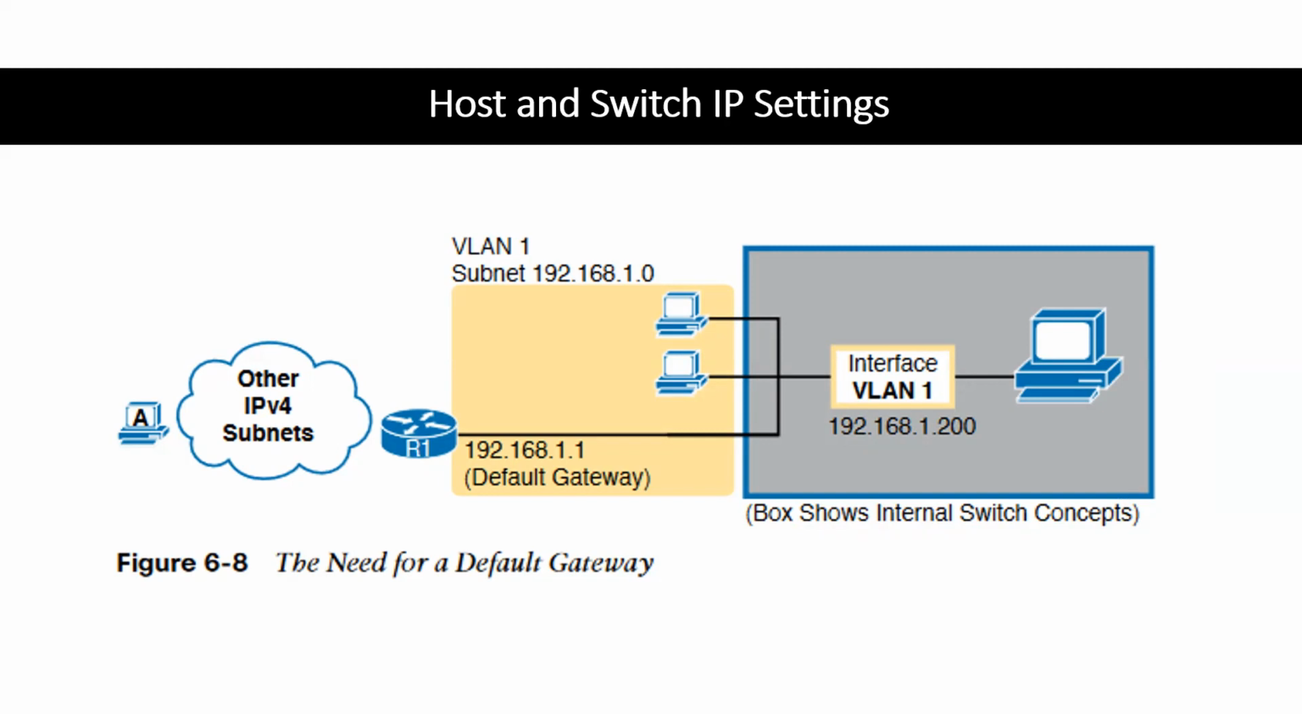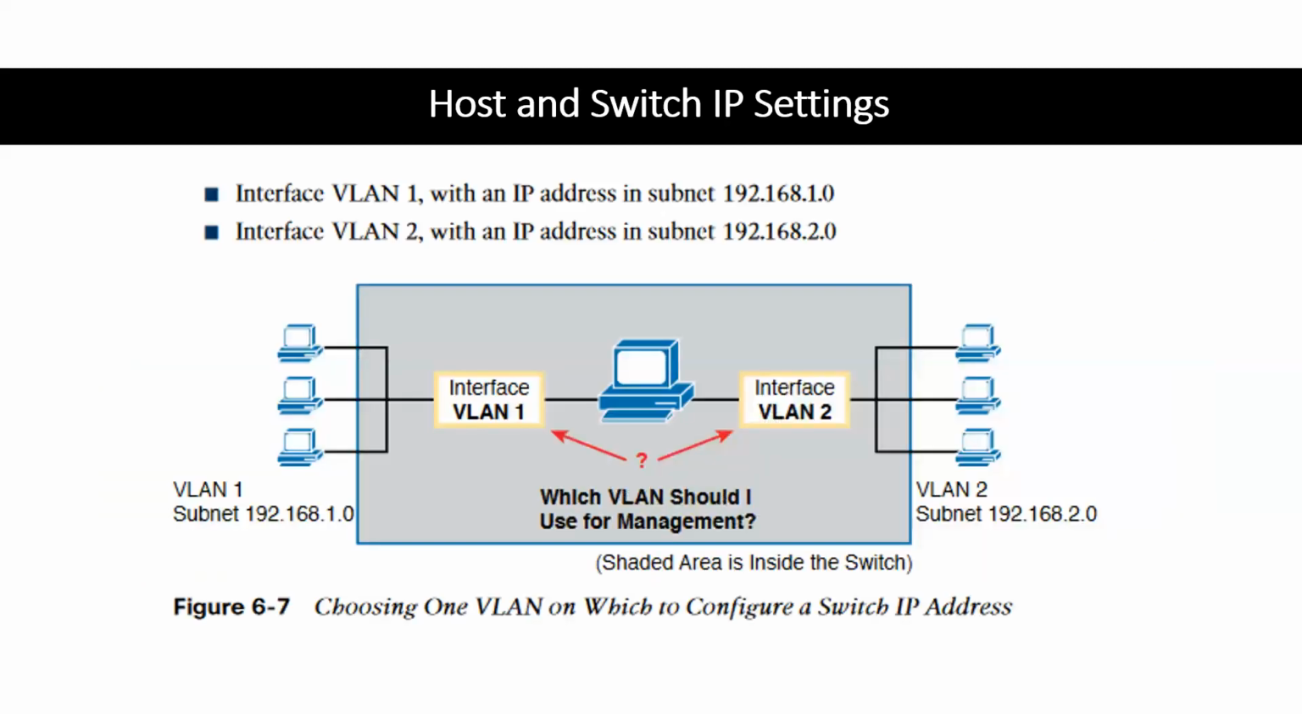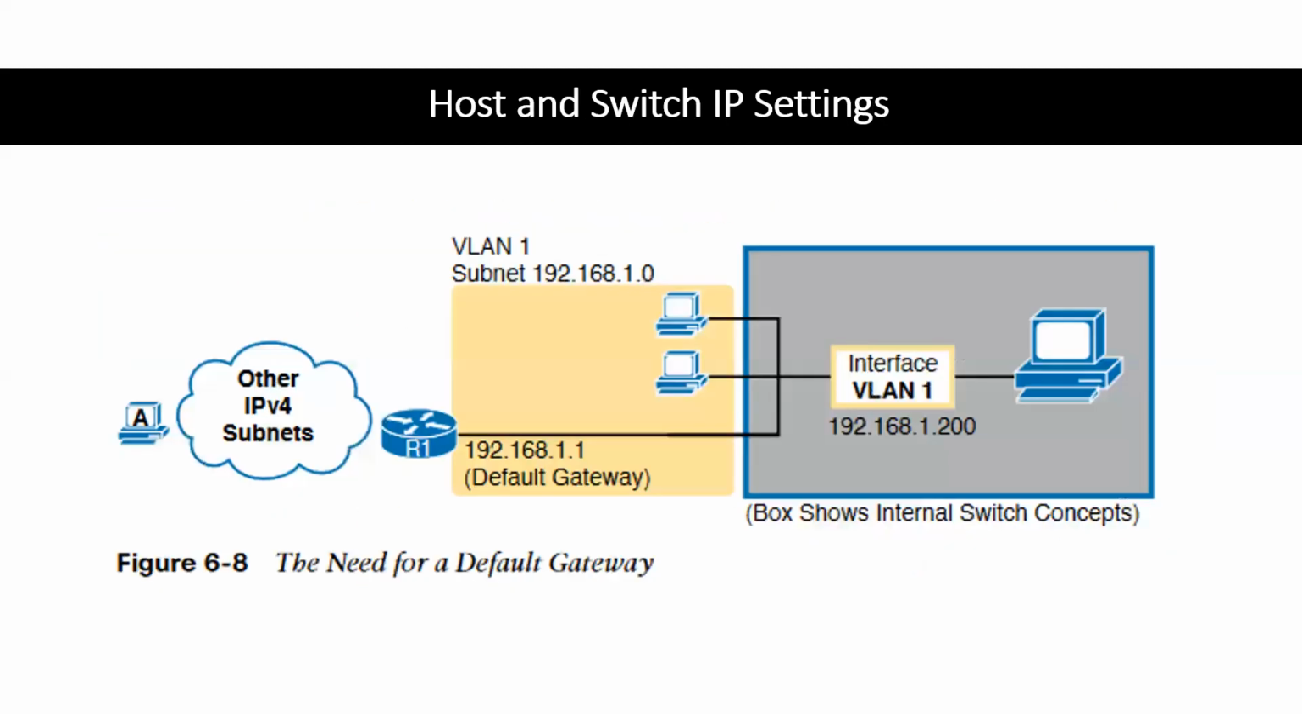Okay. Why is this important? Let me back up to our previous diagram, where we have VLAN 1 and VLAN 2. Maybe VLAN 1 is the sales department and VLAN 2 is the engineering department. And maybe the engineering department has to communicate with somebody in sales. If that switch does not have a default gateway, do you think sales can communicate with engineering? No, it cannot. So that's the need for a default gateway, to mediate traffic between those different subnets.